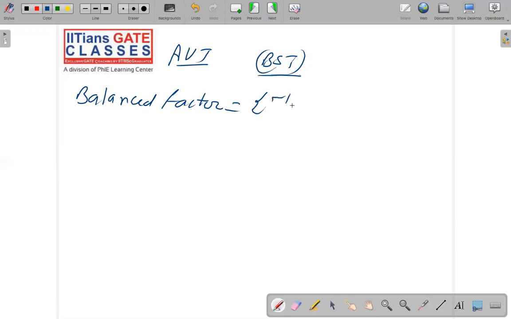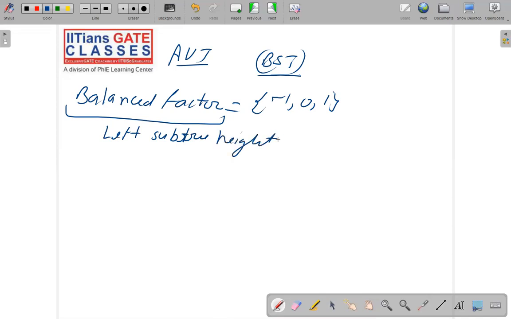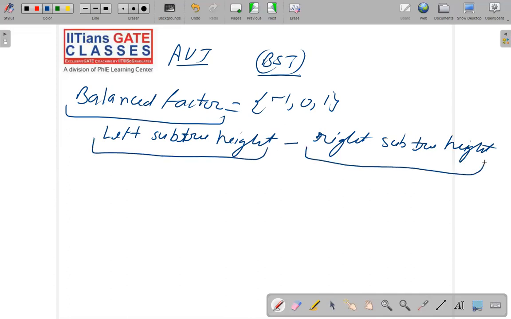It could be -1, 0 or 1. Balance factor is basically left subtree height minus right subtree height. So this is the balance factor for each node. The balance factor should be either -1, 0 or 1. Okay, the balance factor always should be -1, 0 or 1, where the left subtree height minus right subtree height should always be -1, 0 or 1.